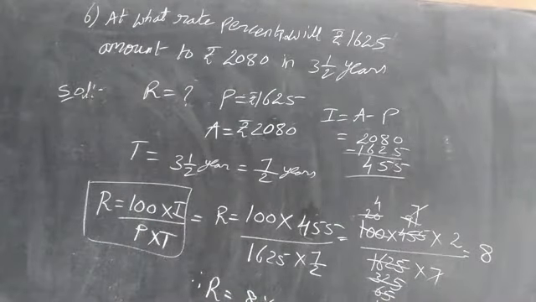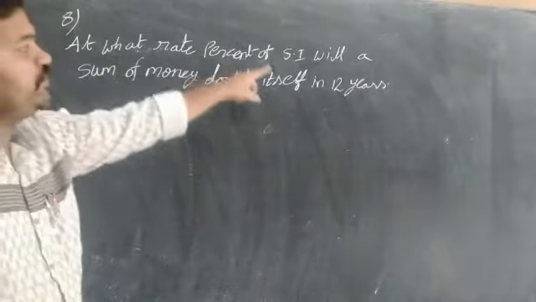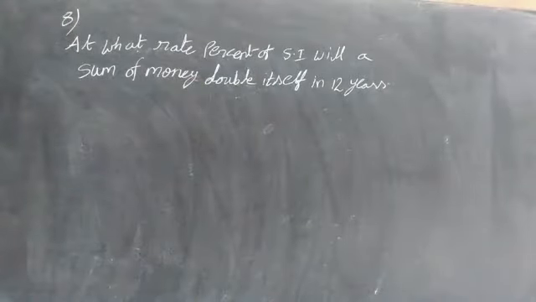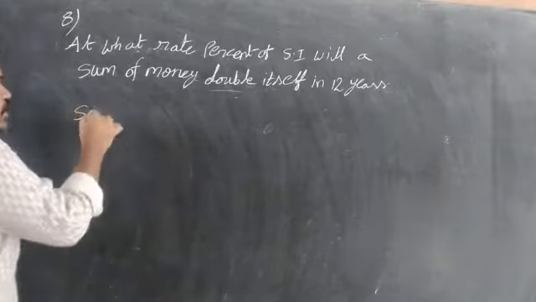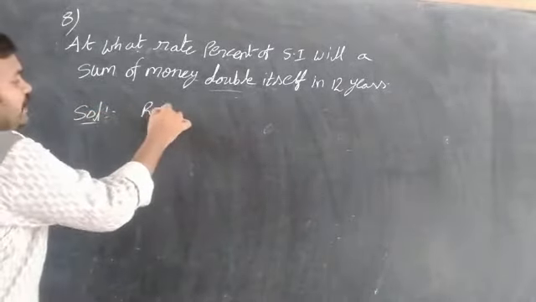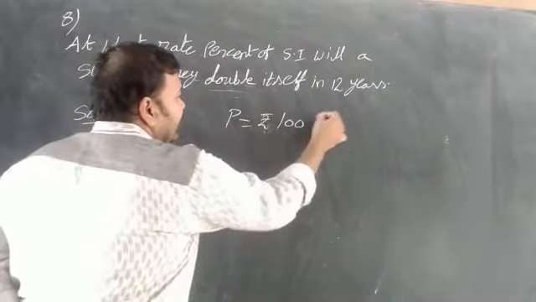The rate percentage is 8%. And the next sum is, at what rate percent of simple interest will a sum of money double itself in 12 years? Sum of money doubles. Double means the amount is given. So solution. Here what we have to find means rate is equal to question mark. P is equal to rupees 100.